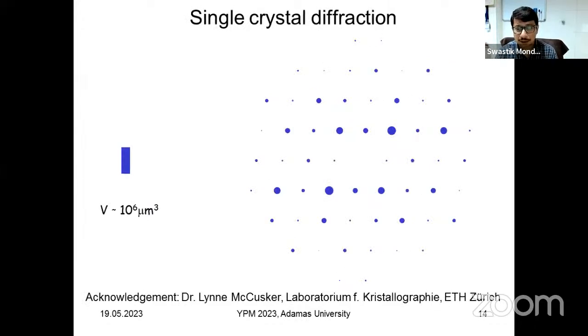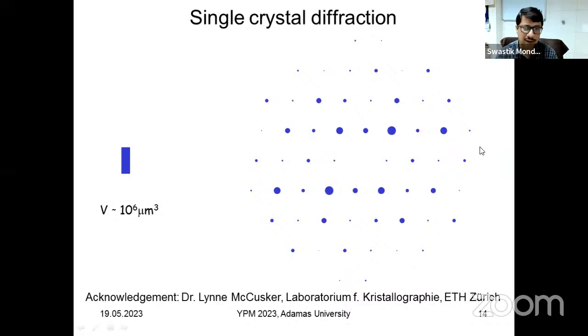Now I will explain the difference again with some graphical display. In a single crystal diffraction, we need a single crystal whose volume is of the order of 10 to the power 6 micrometer cube. So it's a big crystal. For example, the sugar crystals that we eat every day, those are the size of the crystal. And this is a diffraction pattern from the single crystal.